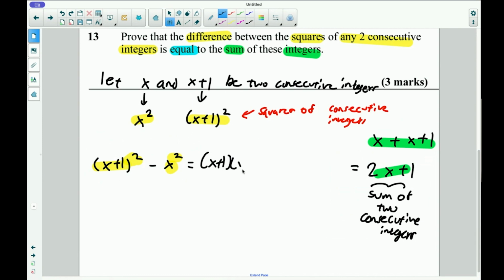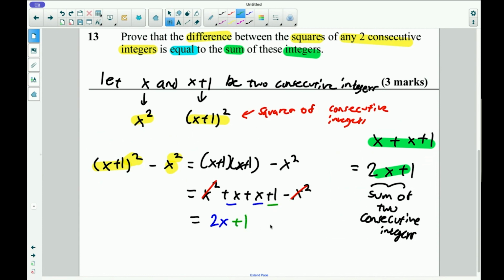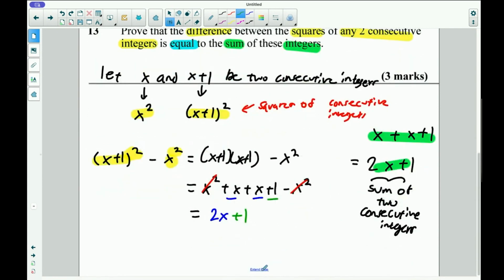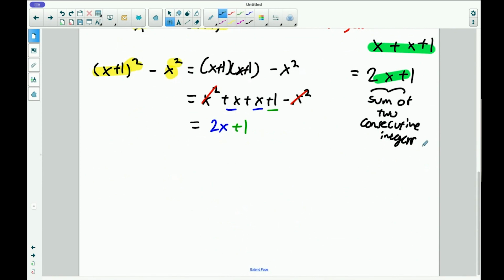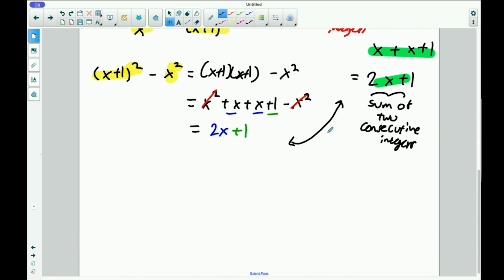x plus 1 times x plus 1 minus x squared. We know that this will be x squared plus x plus x plus 1 minus x squared. We're going to cancel out the x squareds, and we're left with x plus x, which gives us 2x, and then plus 1. So we can see that these are the same, okay?